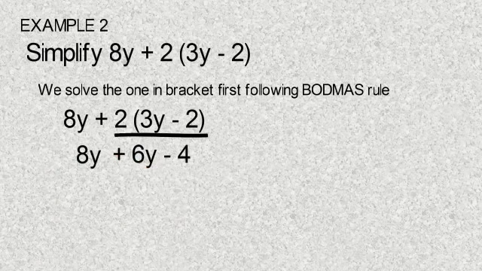Which one are we solving first? The addition, because addition will be solved before subtraction, following BODMAS rule again. So I have 8y plus 6y, I have 14y minus 4. This cannot be solved further, so I'll leave my answer to be 14y minus 4.